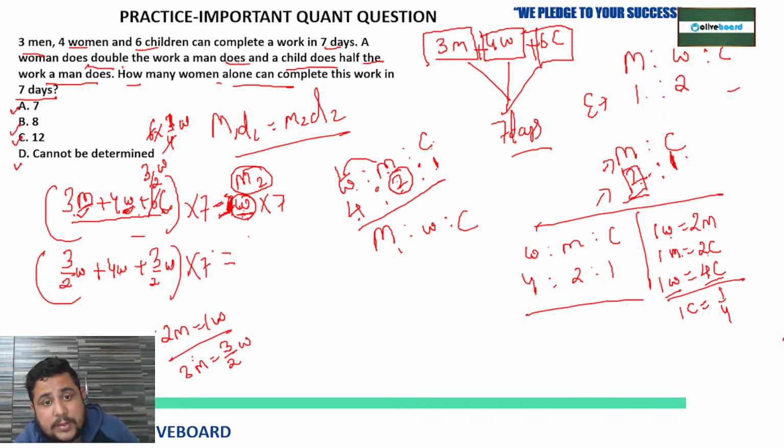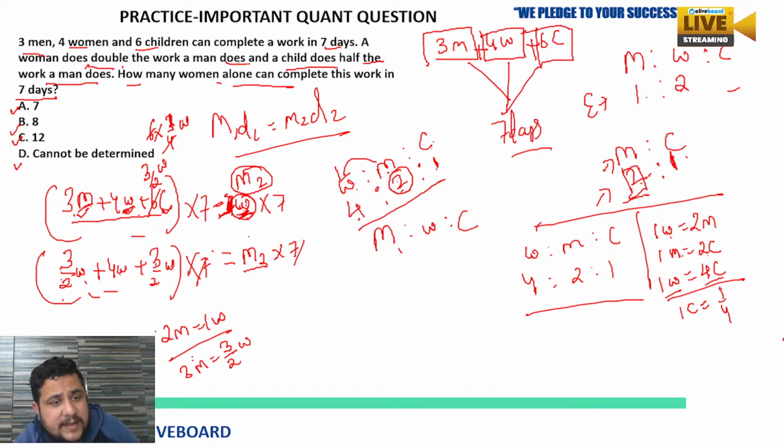Now this is the unit of women. So we can put M2, which we need to determine. Now everything is in a single unit, so no need to put women; you can just remove that. 5 multiply 7. Are you getting the point? Now 7 and 7 cancel. Now just add these values: 3 by 2 plus 4 plus 3 by 2.